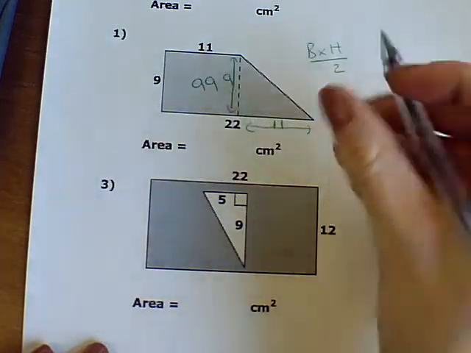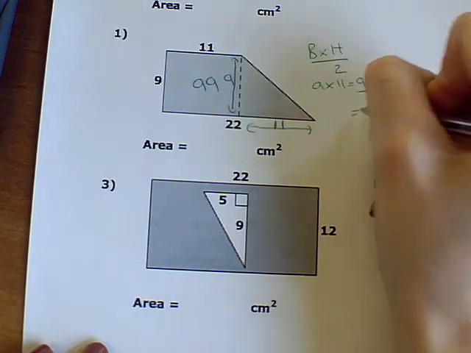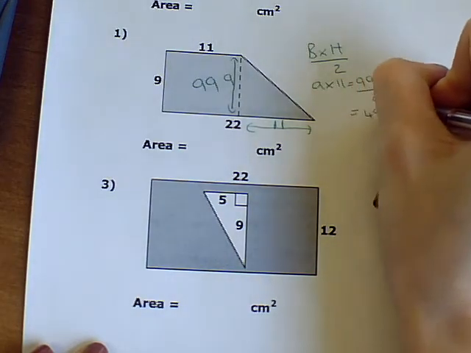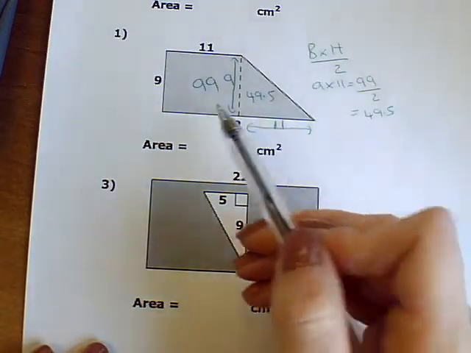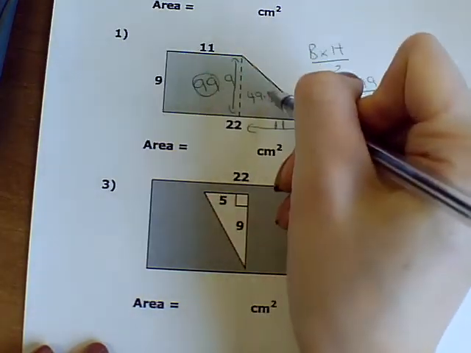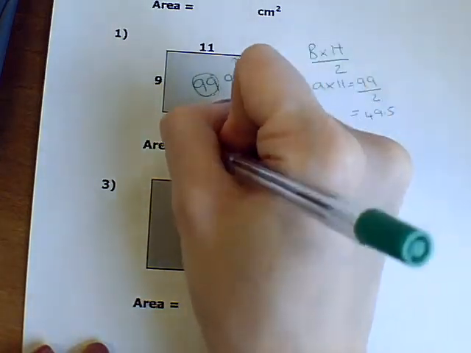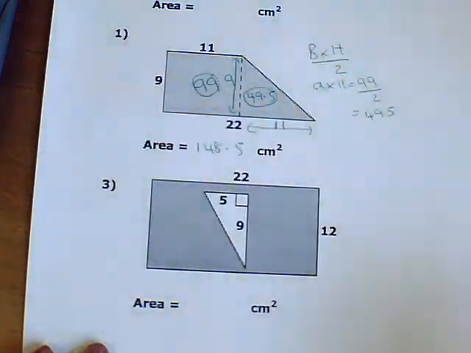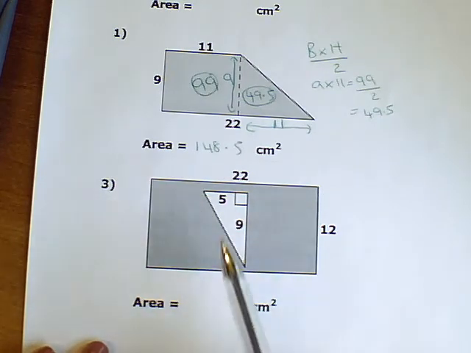Base times height, so 9 times 11 is 99. Divide that by 2, 49.5. Total up your area, so 99 plus your 49.5 is 148.5 centimetres squared. And then this question is asking you to work out the shaded area.